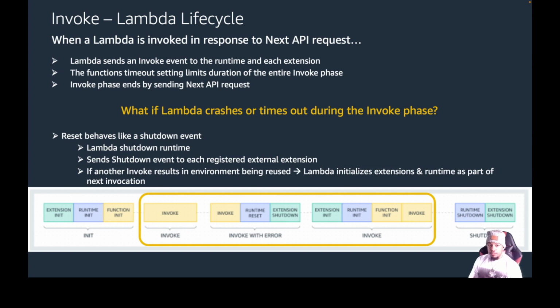And then if another invoke results in the environment being reused, Lambda initializes the extensions and runtime as a part of the next invocation. So as you can see, it looks very similar to an init. In this process, you will experience a cold start because technically the environment is recreating itself. Now again, the caveat here is that this is only if the invoke results in that specific environment being reused again. The Lambda service may choose a different environment that may not have been shut down.